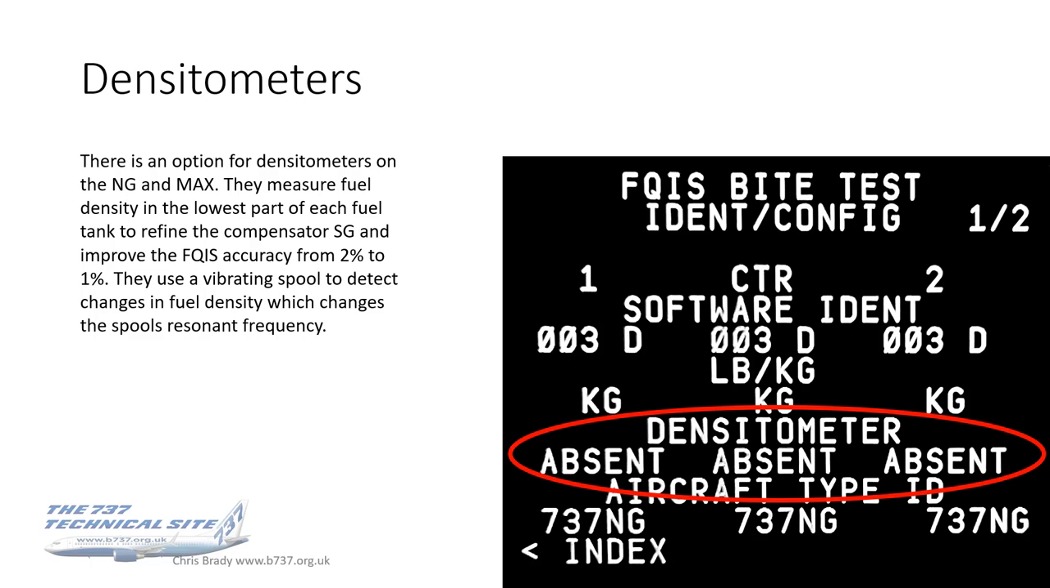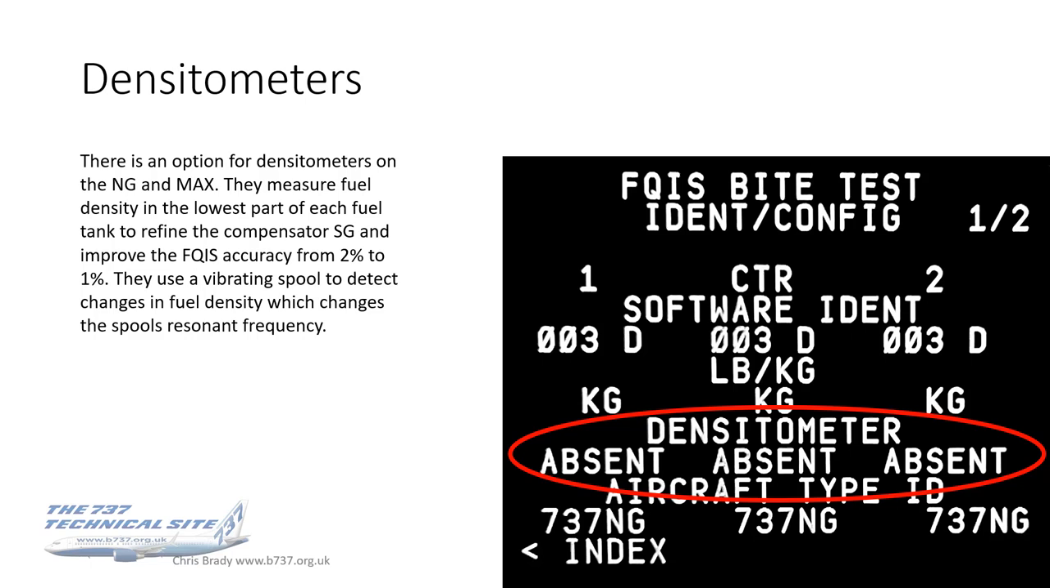Now, if you want to get even greater accuracy, then you've got to have densiometers installed. In my experience, very few operators have got densiometers, and the only way you're going to find out if you've got them fitted is, again, if you do a bite test and check the ident page, and as you can see on this one, they were absent.